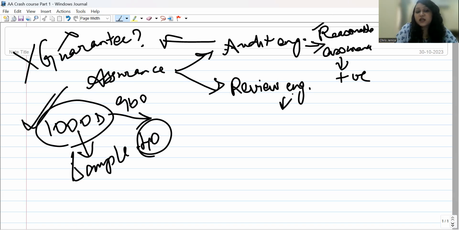Review engagement is where I have not carried out a complete audit procedure, just a review of the financial statements. So now I'm not going to guarantee again. This is not going to be a guarantee. And as I have not completely done an audit procedure, I can just give a limited assurance on this.